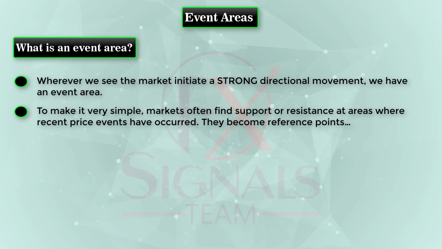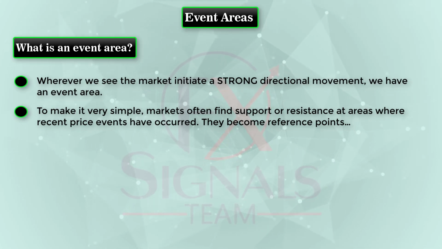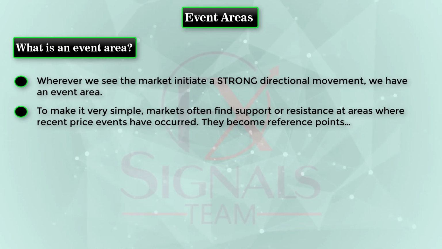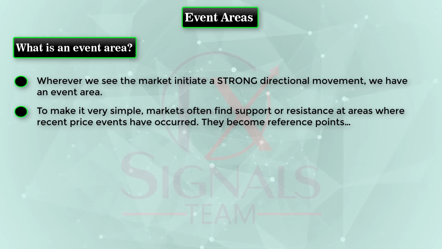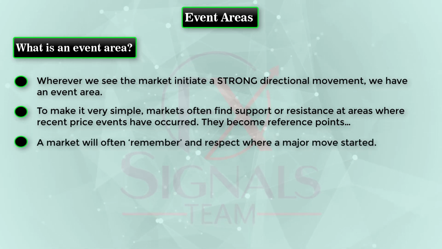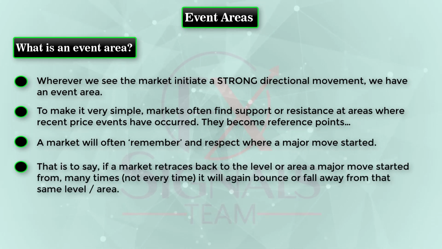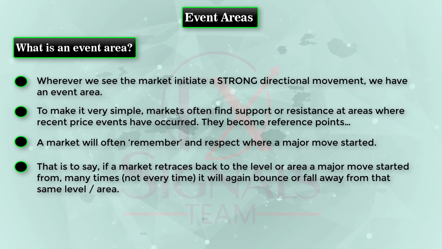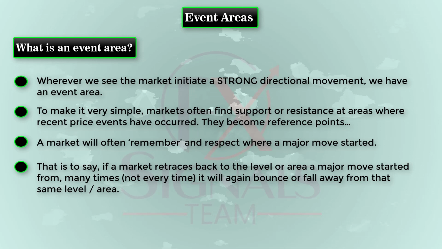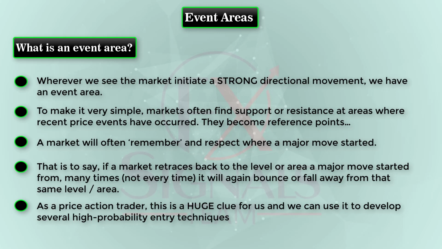To make it very simple, markets often find support or resistance at areas where recent price events have occurred. They become reference points. A market will often remember and respect where a major move started. That is to say, if a market retraces back to the level or area a major move started from, many times, it will again bounce or fall away from that same level or area. As a price action trader, this is a huge clue for us, and we can use it to develop several high probability entry techniques.